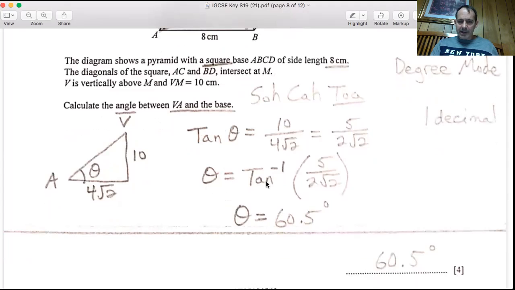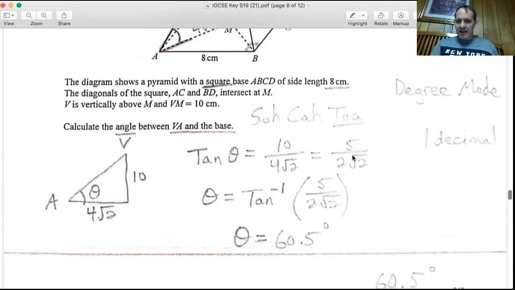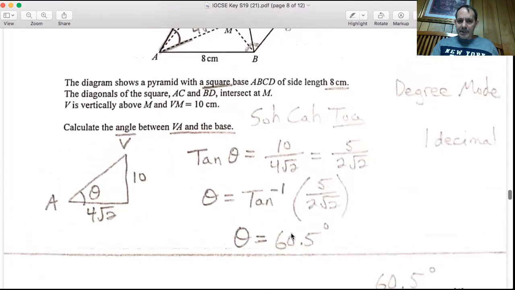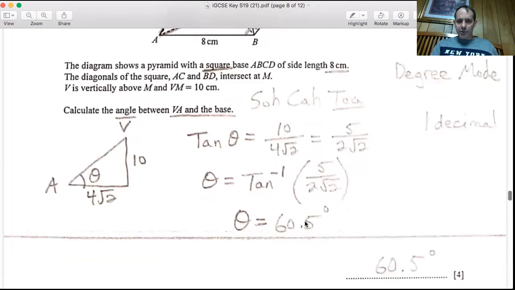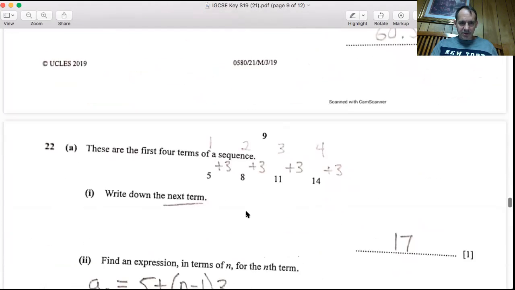Take the inverse tangent on the right side, and you can just put in 10 over 4 root 2. You don't have to simplify it. And then on your calculator, you get 60.5 degrees. Now, with angle measurements, you always go to 1 decimal place for Cambridge. So 60.5 is your answer.